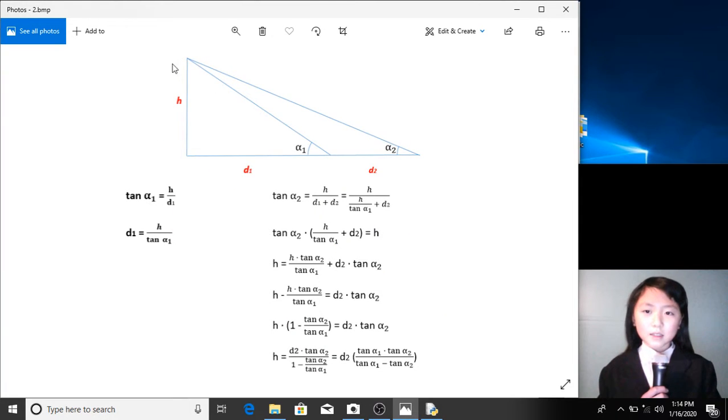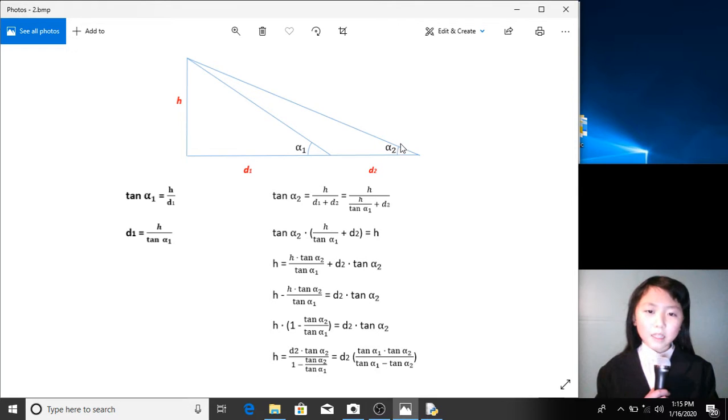Now, this situation is just like this triangle, where we want to find the height. We have d1 and d2, and alpha1 and alpha2. One formula that we should all remember is that in a right triangle, the tangent of any angle that is not the right angle equals the opposite over the adjacent, which in our case is h over d1 for alpha1. With this information, we can get that d1 equals h over tangent alpha1.